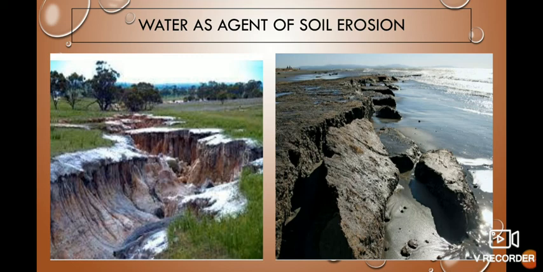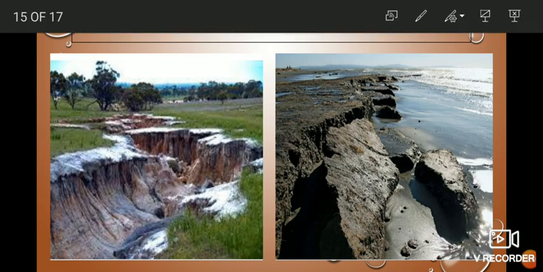Remember, the formation of soil is a very, very slow process. It takes thousands of years. So that is why it cannot be replaced that fast. That is why we have to prevent soil erosion.